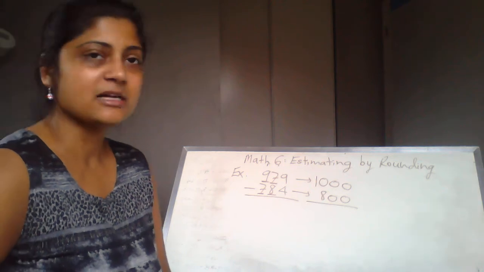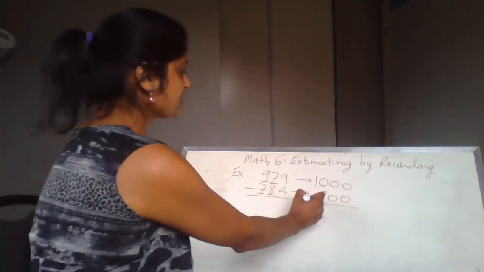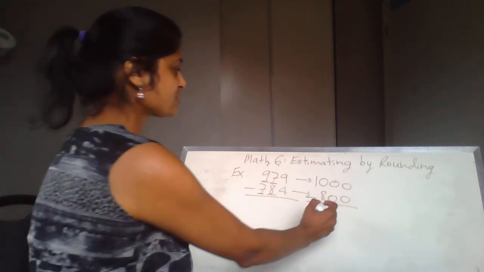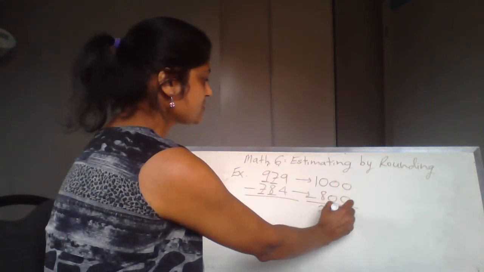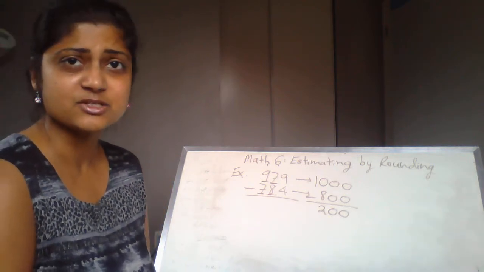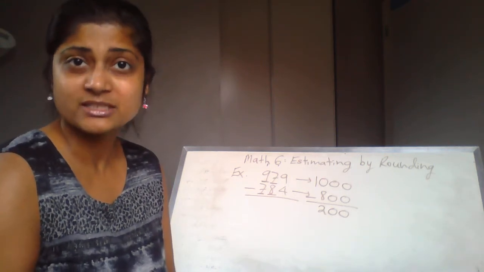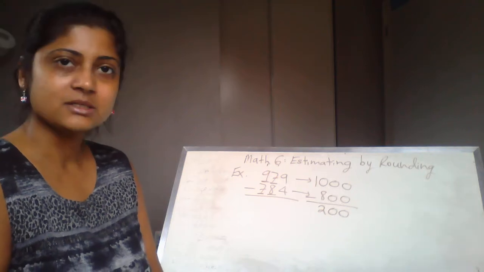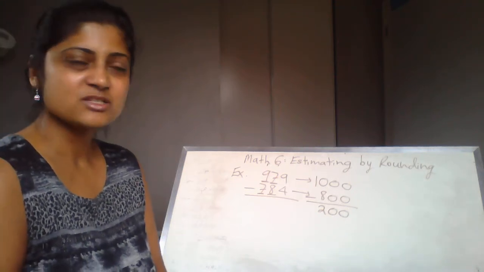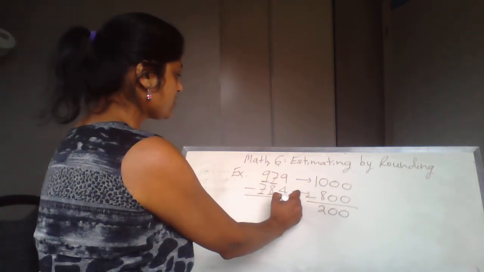Okay, and I can see now because I am subtracting here, I'm going to minus the two numbers. So 10 minus 8 here, so 2. And then these two are just zeros. So 200 is my estimate for this answer when I'm subtracting the two numbers. Okay, so let's try subtracting the numbers here. So I'm going to do 9 minus 4, which is 5.